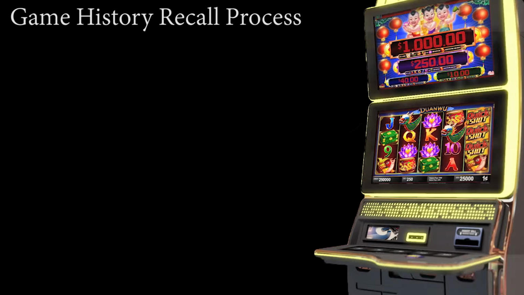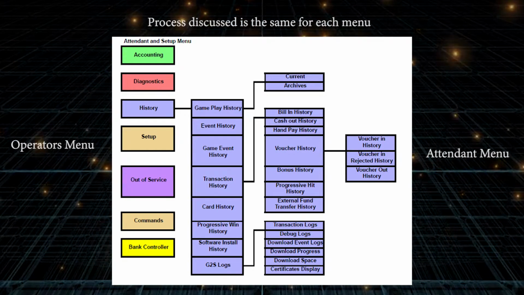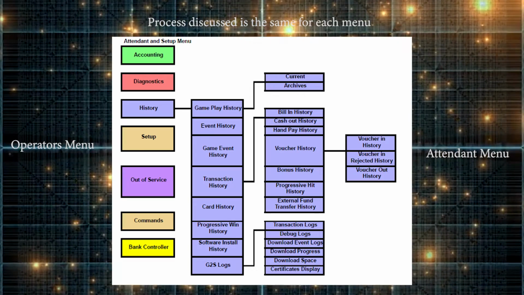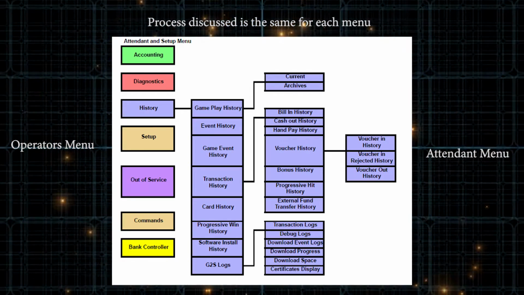Today, we want to take a look at the game recall process. From the attendant and operator menu, game recall can be accessed. The process discussed will apply to each menu. To start, we must understand how to access each of the menus before discussing how to perform an actual game recall.